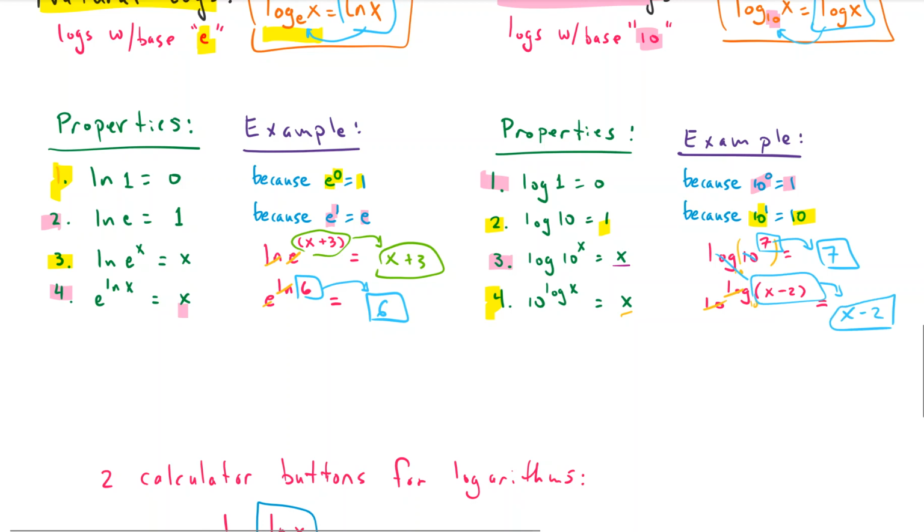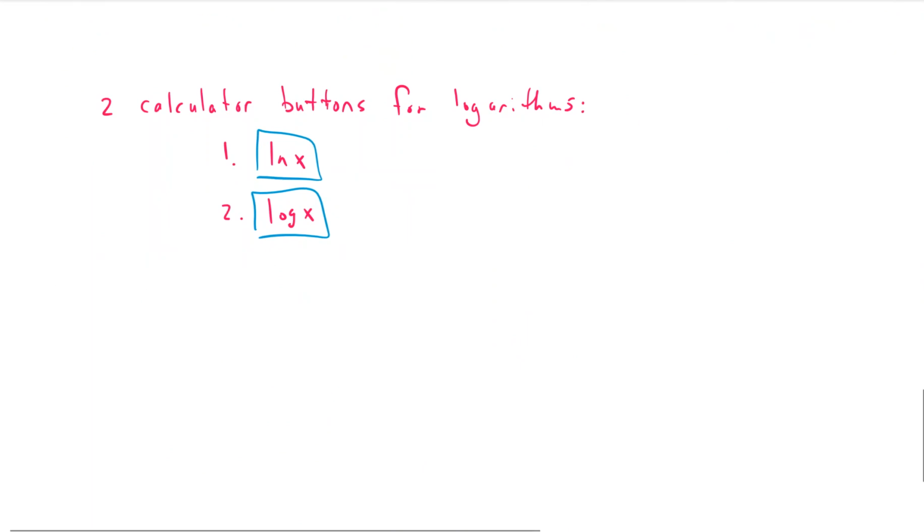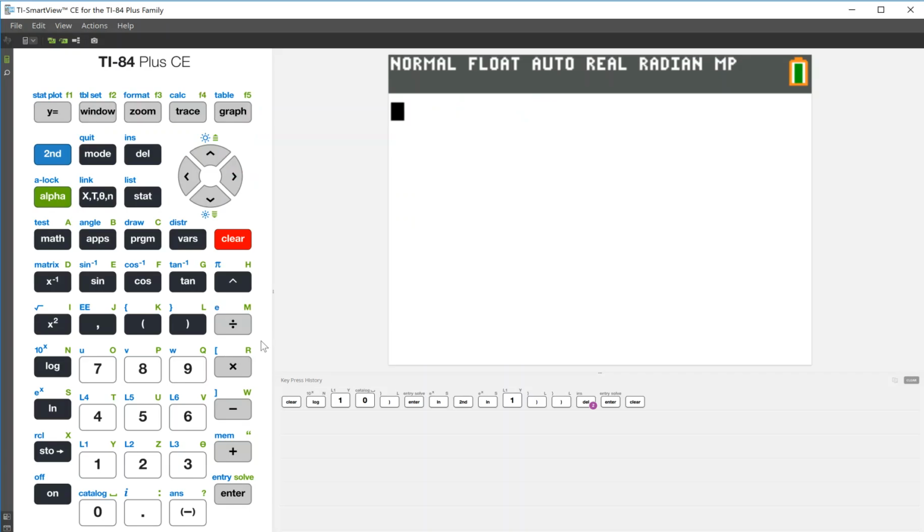Perfect. All right. Finished with our objective number 3 in our to-do list. And this is number 4, which is to talk about the calculator buttons. We got 2 of them. We have ln of x and we have log x. You'll see both of these on your calculator. This is what your calculator should look like. Any of the TI family should look like this as well. This is a TI 84, but your TI 82, 83 should look very similar.